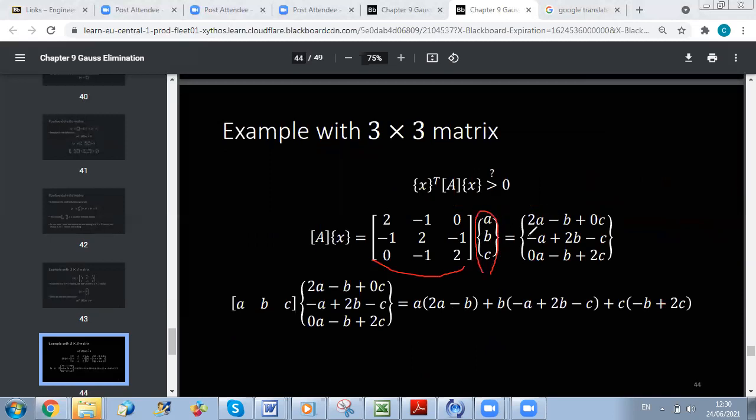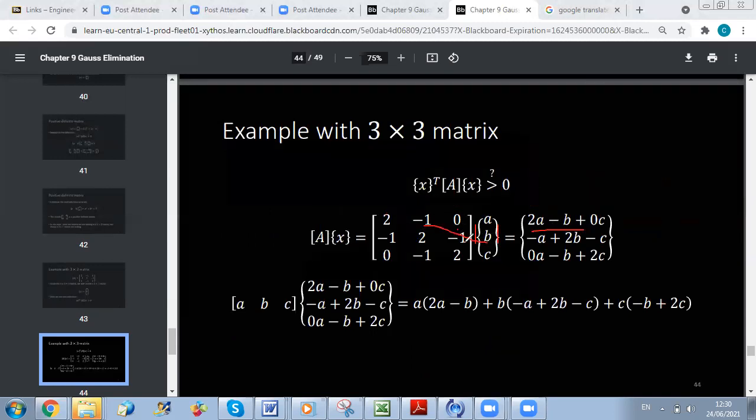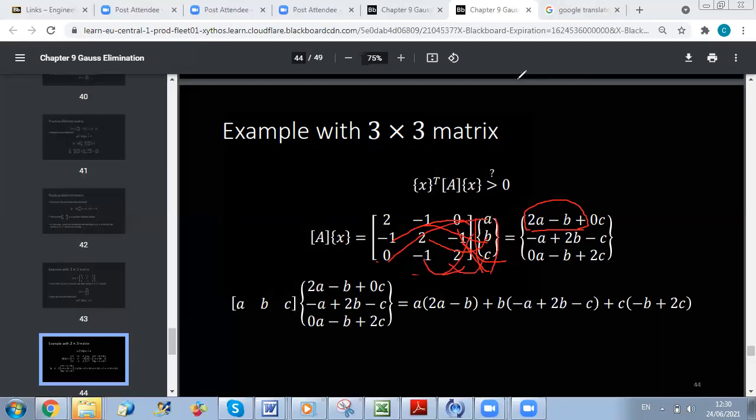So the first element will be 2A minus B plus 0, which is 2A minus B. The second element is minus A plus 2B minus C. And the third element is 0 times A, minus B plus 2C. Okay, so this is A times x.